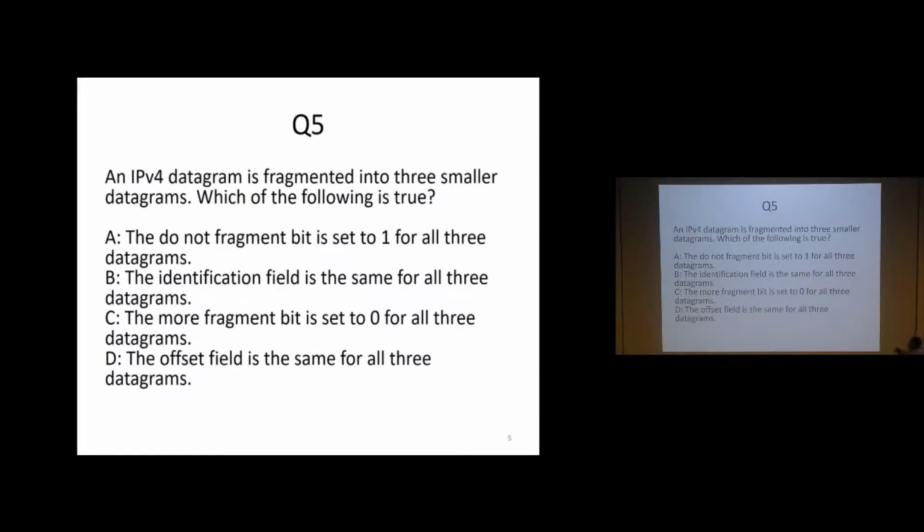Okay, how about this one? Just a little bit of reading. An IPv4 datagram is fragmented into 3 smaller datagrams. Which of the following is true? So this is the fragmentation and reassembly function that's implemented at the network layer. Please read these 4 and see if you can.